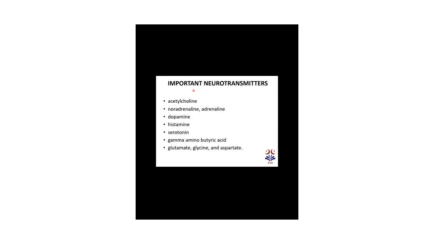So this is the list of the important neurotransmitters: acetylcholine, adrenaline, noradrenaline, dopamine, histamine, serotonin, gamma-aminobutyric acid, GABA, glutamate, glycine, and aspartate.